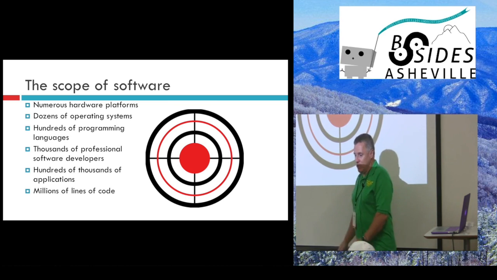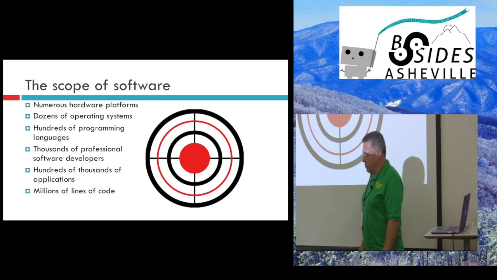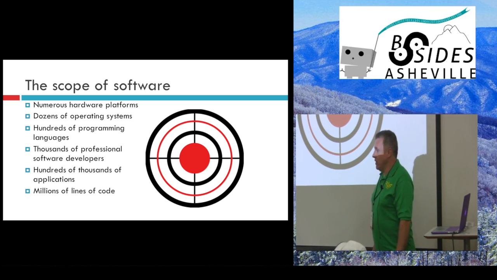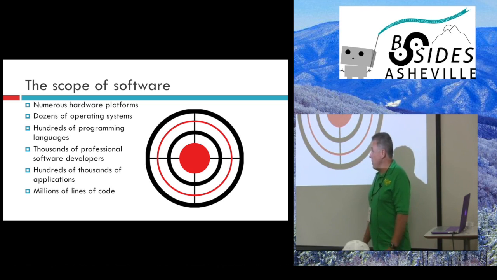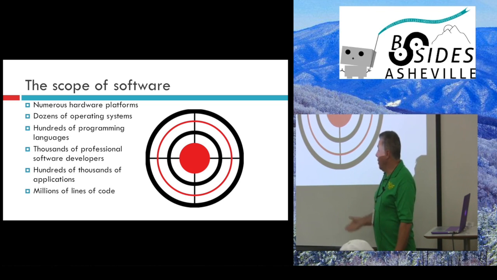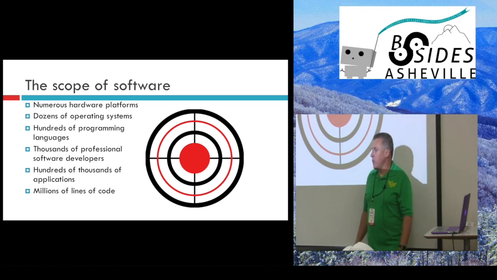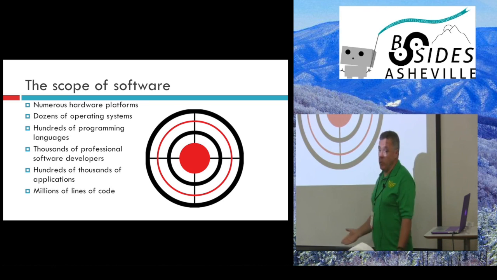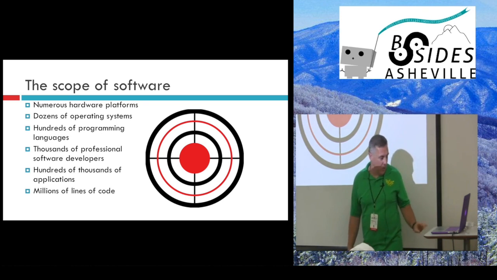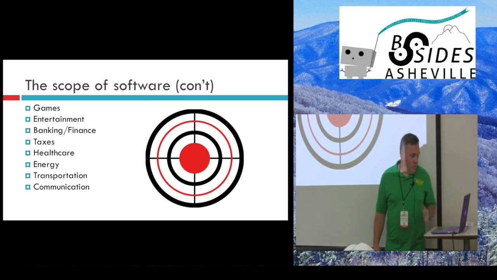Hundreds of programming languages. I just saw one of our developers recently bring out something called R, which I've never seen before. So Go, Perl, Bash, Python, C, C++, Java. So you've got all these different types of applications around. Thousands of professional developers, which I was one for a while. Hundreds of thousands of applications, and I should put billions there. Billions of lines of code running. Well, there's millions of lines of code running in this room. There's billions of lines of code running in the world. And it pretty much affects everything.